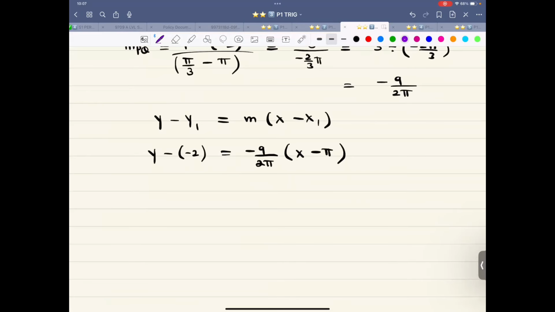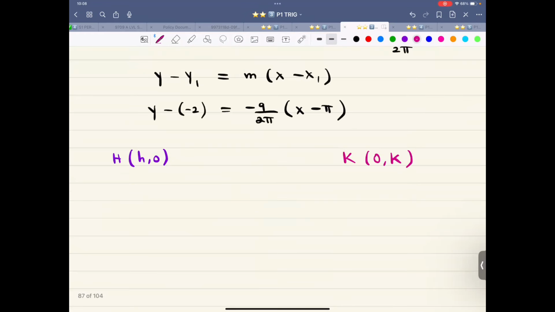So h is (h, 0) and k is (0, k). In other words, one of them is the x-intercept. So this is basically the x-intercept, therefore the y coordinate is 0. The next one is the y-intercept, therefore x is 0. Got the idea? Now let's solve.